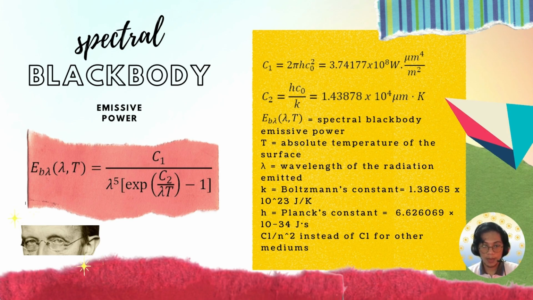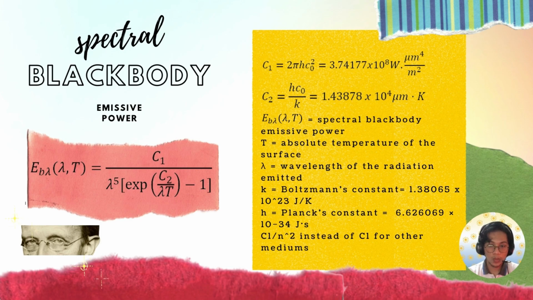The relation for the spectral blackbody emissive power, EB lambda, was developed by Max Planck in 1901 in conjunction with his famous quantum theory. The following relationship between emissive power, temperature, and wavelength is known as Planck's distribution law, given by the formula C1 over lambda raised to 5 times [exponential (C2 over lambda T) minus 1], where C1 and C2 are given constants.